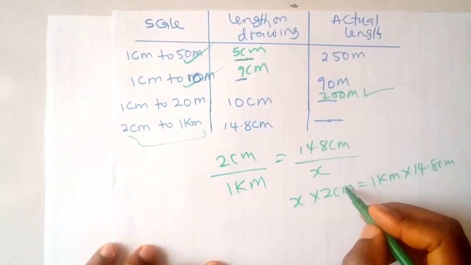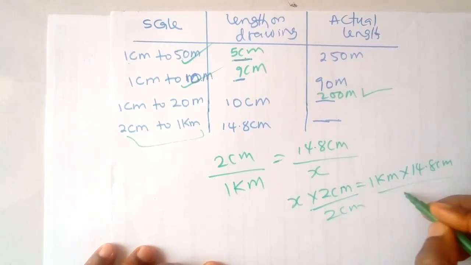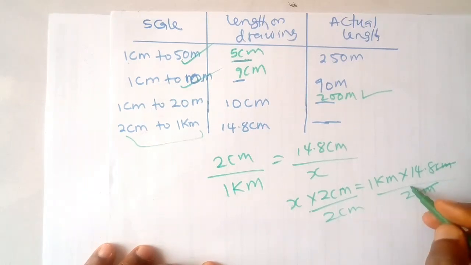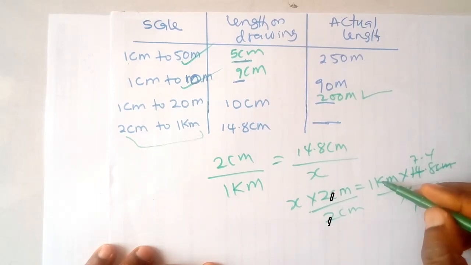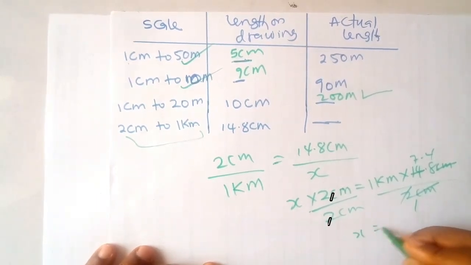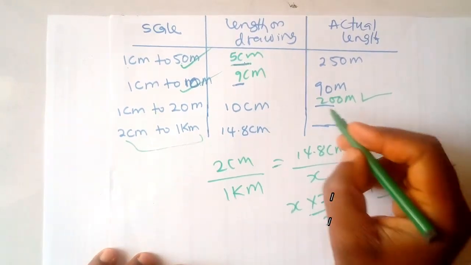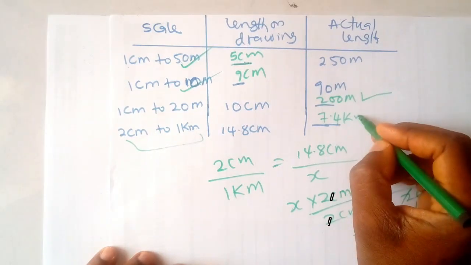We are looking for x. The coefficient here is 2 centimeter, so we divide through by 2 centimeters. This centimeter cancels this centimeter. Then 2 in 14.8: 2 here 1, 2 here 7.4, times 1 kilometer. x is equal to 7.4 kilometers. That is the actual length. Okay, 7.4 kilometers.